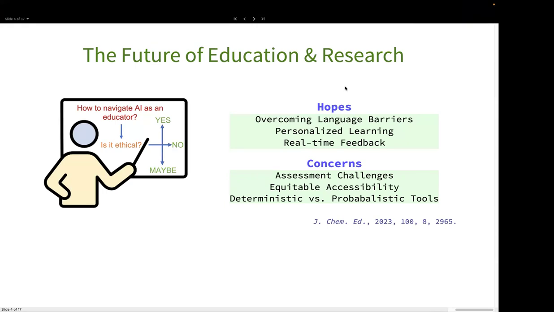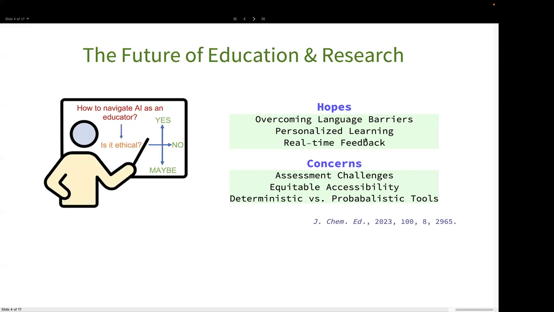The future of education and research laid out the scope of what people want in general, and anything here in the green box is a direct quote from the article referenced in JChemEd. Everybody wants to overcome language barriers. If you're working with a student who is ESL, the hope is that the technology can do the translation between the languages. You'd like to have personalized learning, so that rather than a large set of homework problems, maybe it's a customizable set that notices where the student struggles and either gives feedback or changes the homework problems to help them strengthen the areas they need to work on.